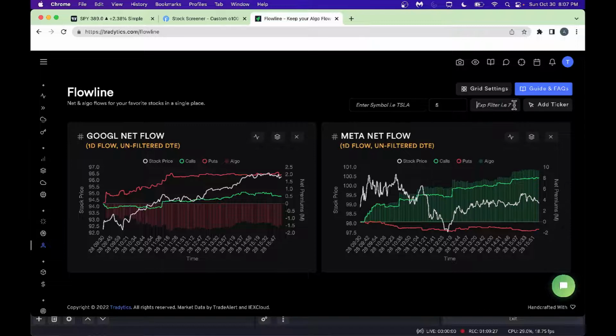And expiration here, you want to look at the expiration filter. It's actually an expiration filter, 5 day expiration filter. You can say 10 day. That's your 10 days to expiration, as you can see here. So you can play along with this here, and the moment you see the green line going higher and the red line going lower, that tells you it's a bullish sentiment here.